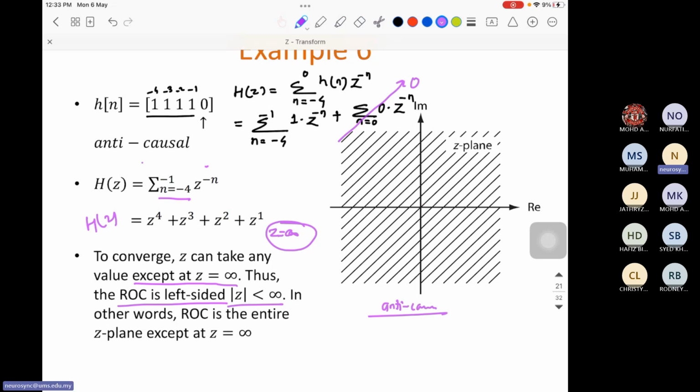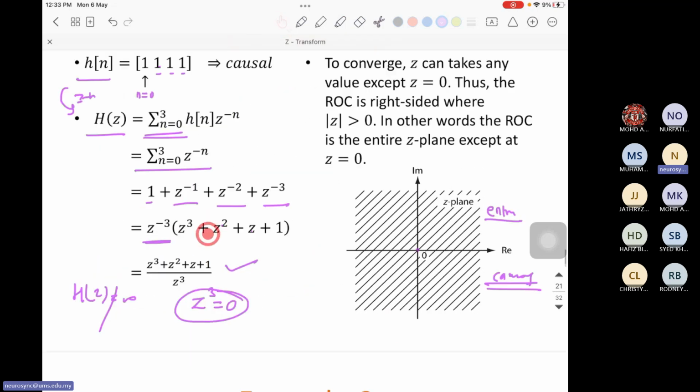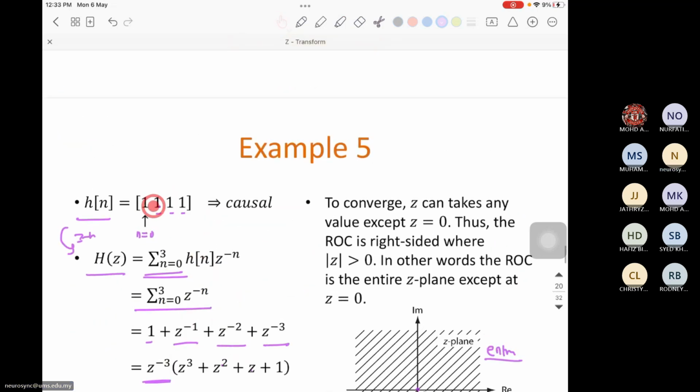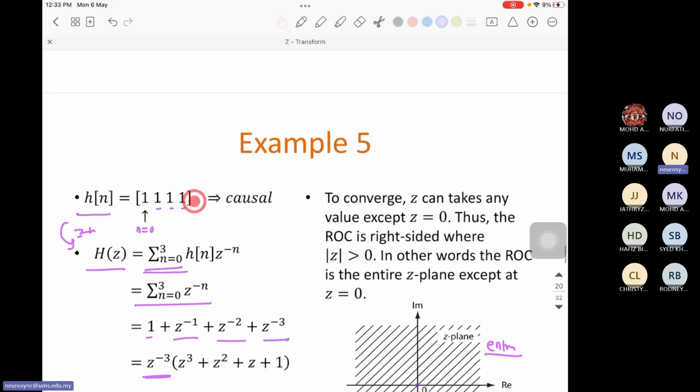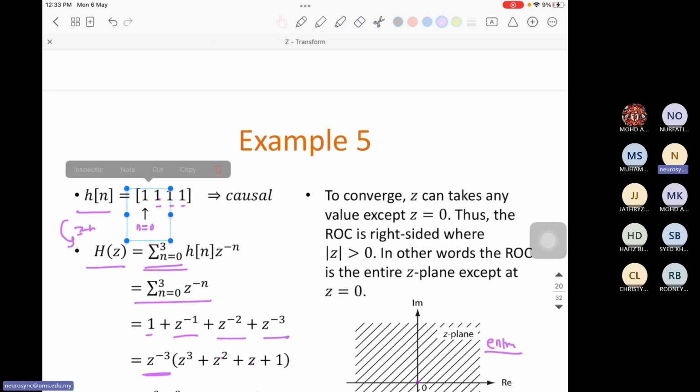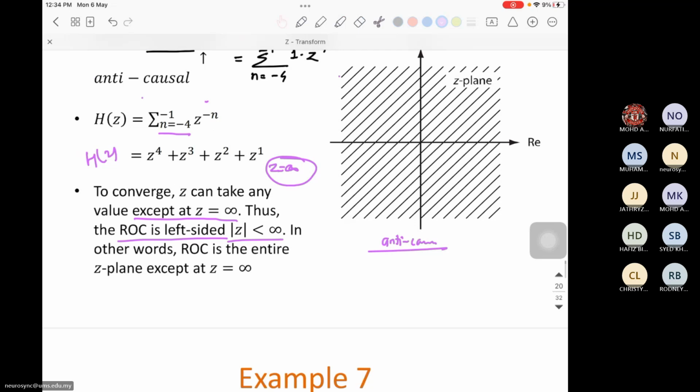Is it clear now? Yeah, Doctor, thank you. So 0 into this term is 0, so we have ignored this part and we have directly written here. So this value is very important. In the previous case, all are 1 here. Are you getting this? If it is 0 here, then we will skip that term, or that term will be 0.